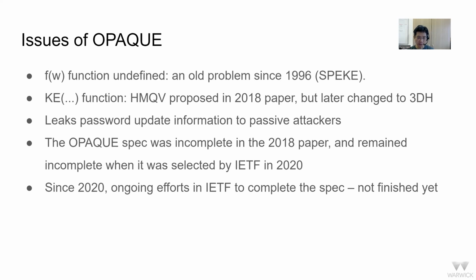The main issue here is that the OPAQUE specification was incomplete in the original 2018 paper, and when it was selected by IETF in 2020, the specification was still incomplete. And the task to complete the specification was defined as follow-up work after 2020. But so far, this is still ongoing in IETF and not finished yet.